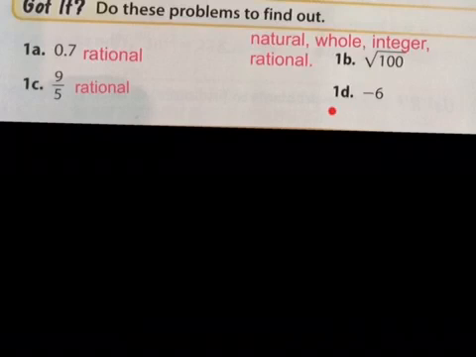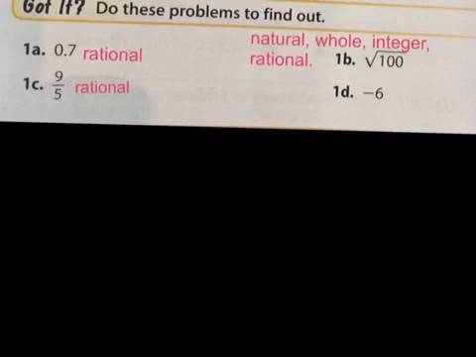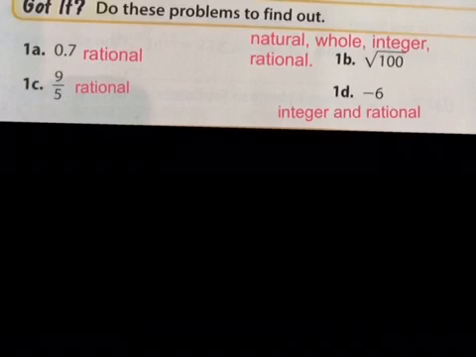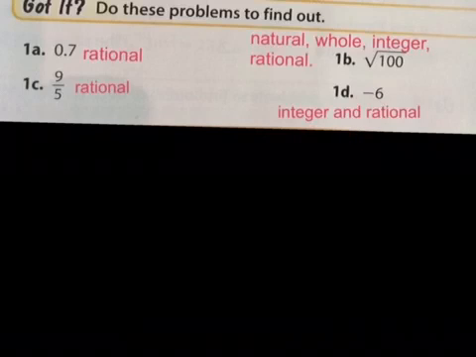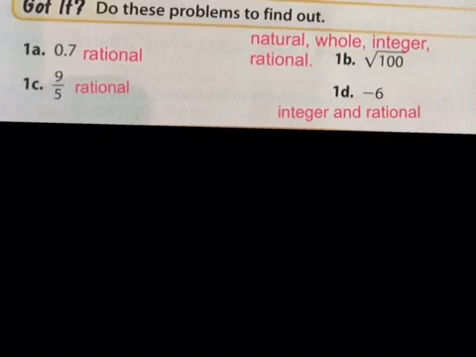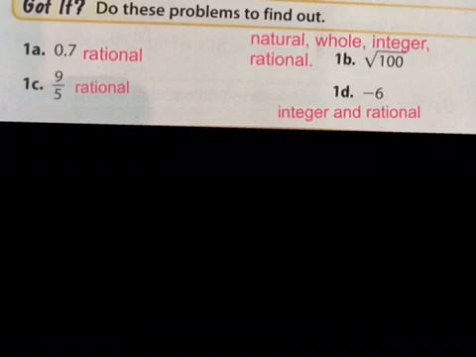And -6 is an integer and a rational number. It cannot be a natural number because it's negative, and it's not considered a whole number because whole numbers are all just natural numbers with the 0. So it's an integer and rational.